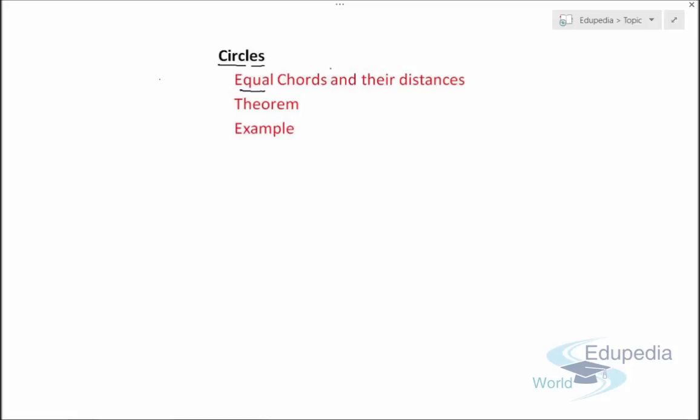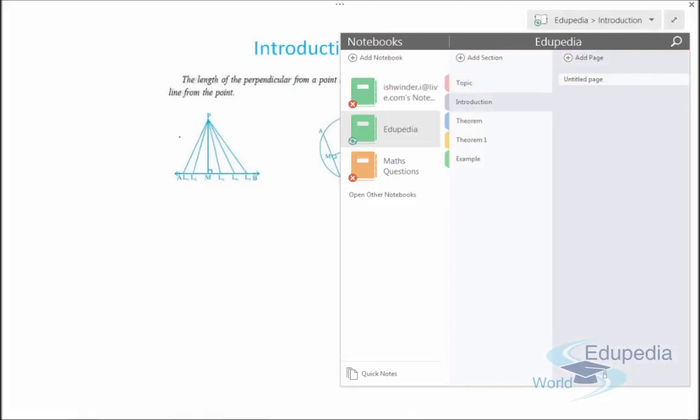Then we'll discuss some of the theorems related to equal chords and, if they are equidistant from the center of a circle, how we can use that concept to solve further problems. Then we'll discuss one example related to equal chords and their distance from the center of the circle, which will explain how we can solve different types of questions. So let's get started first with the introduction.